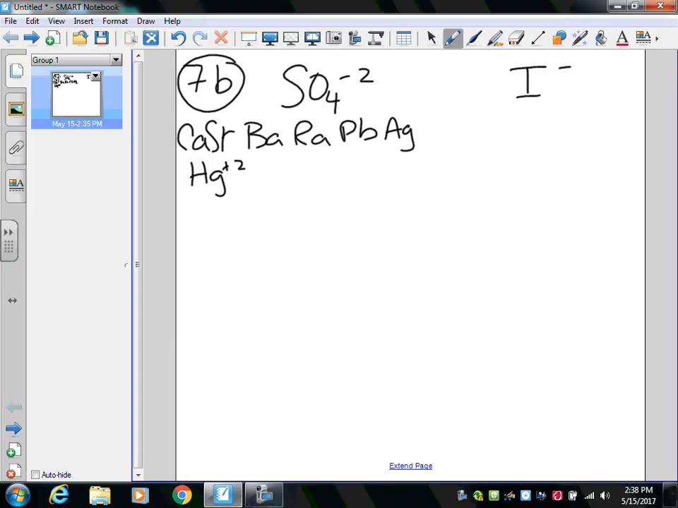No. Okay, and then if we look at iodide for our rules again for insolubility: Ag, Pb, Hg2, Cu, and Tl. Ag, Pb, Hg, Tl, and what?